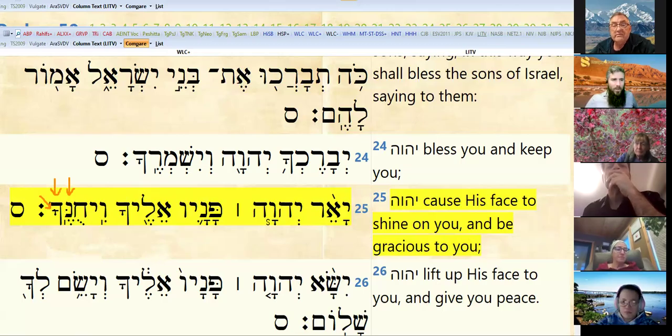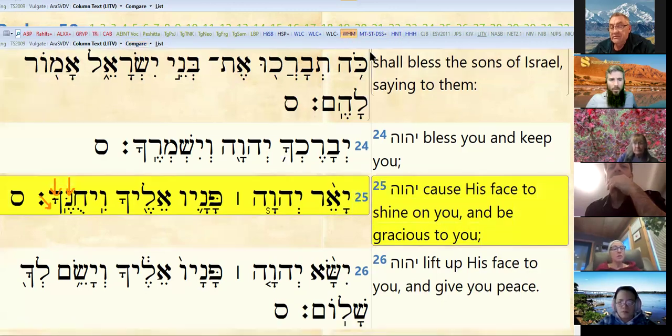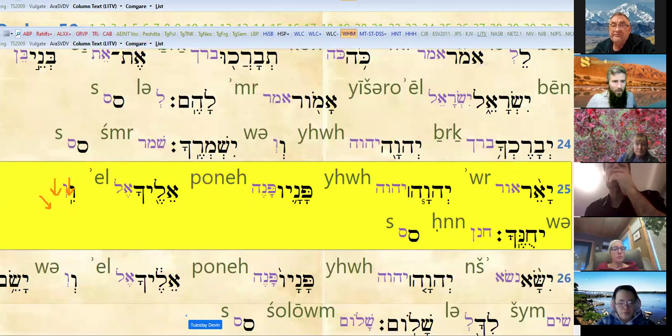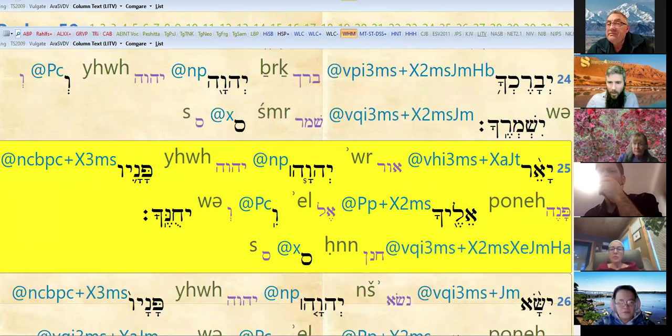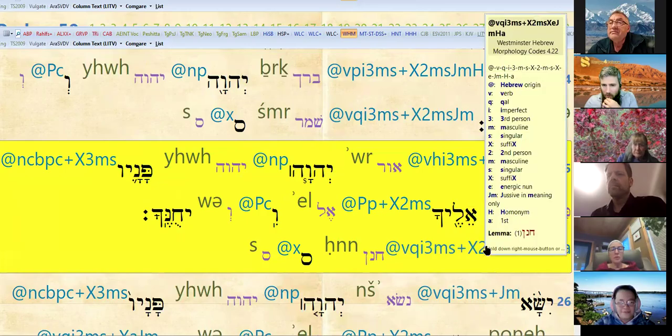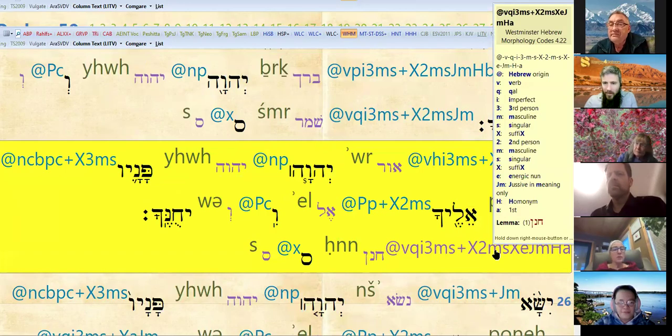But if we go into the morphological code, let's see, will it show us this? Let me turn on the morphological codes. Ah, there we go. Oh, that's really complicated. There it is. The E right there, energic noon, is built into it. And that's the dagesh telling us that there must be an energetic noon in it.